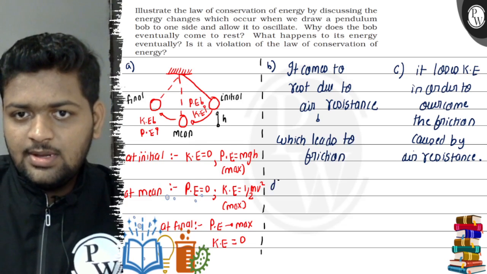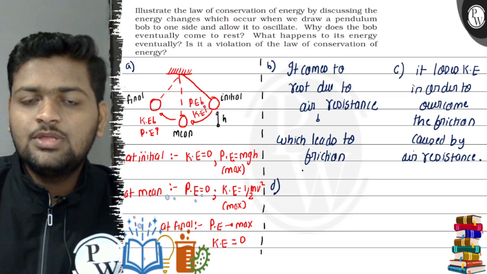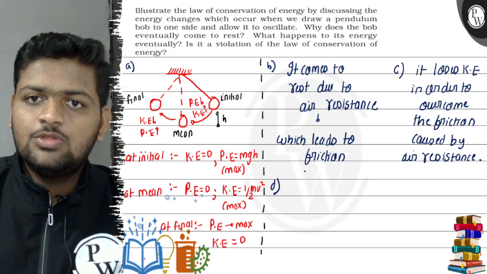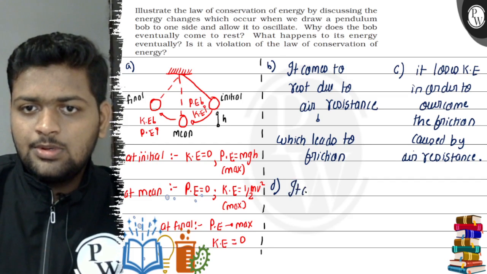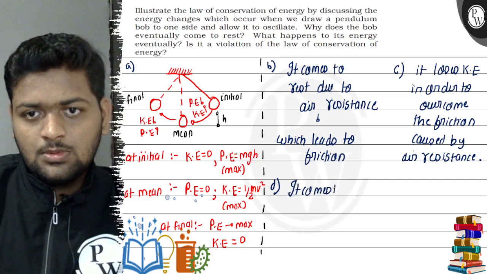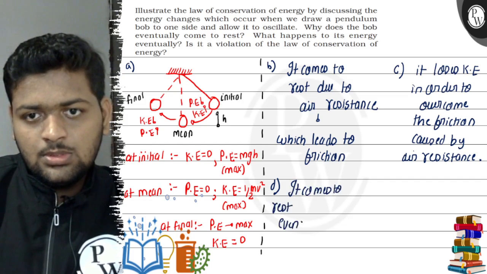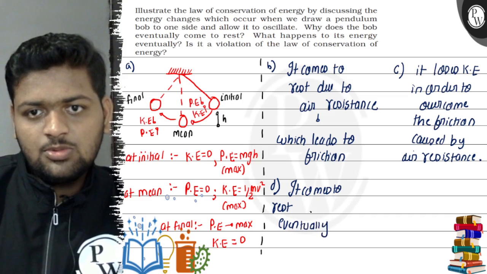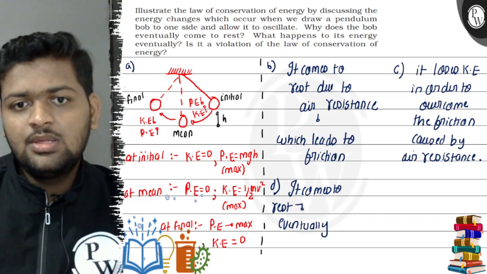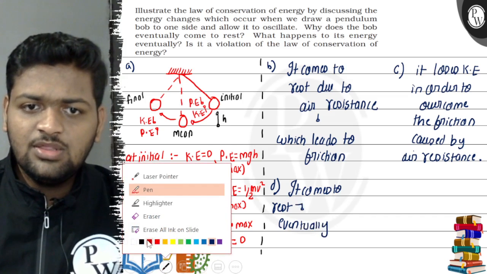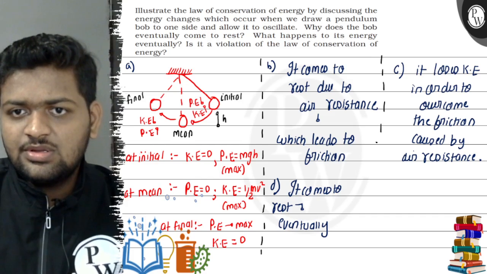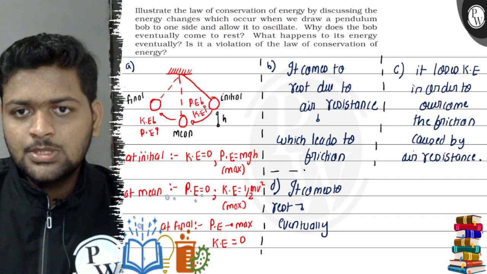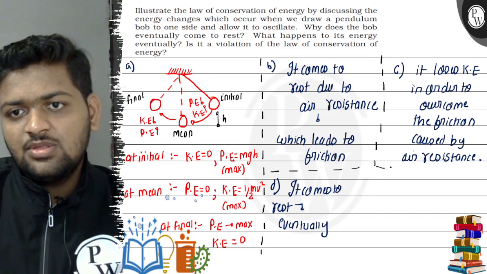And the last part asks what happens to it eventually. Now what happens eventually? The energy decreases and it comes to rest. Eventually it comes to rest. Now, is this a violation of the law of conservation of energy? Is it? Think about it. Is this a violation of conservation of energy?